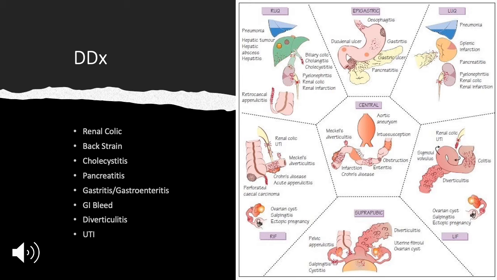The most common things AAAs mimic are renal colic, back strain, cholecystitis, pancreatitis, gastritis and gastroenteritis, GI bleeds, diverticulitis, and UTIs.